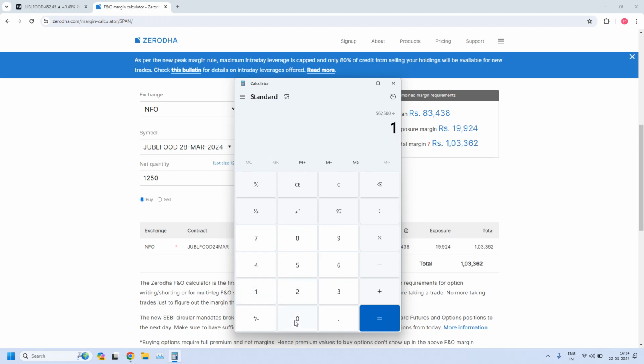Divided by 1,03,362 approximately, you would have got 5.4% ROI. A little less than our average of 6.1, but 5.4 is excellent. This could have been another successful trade.